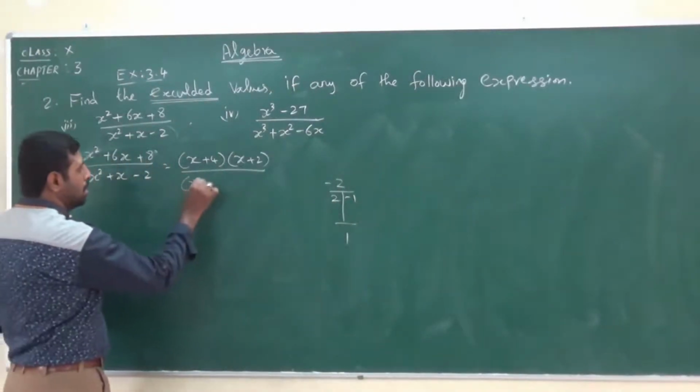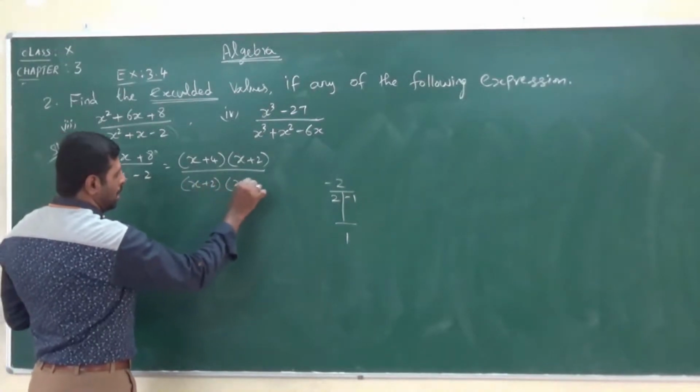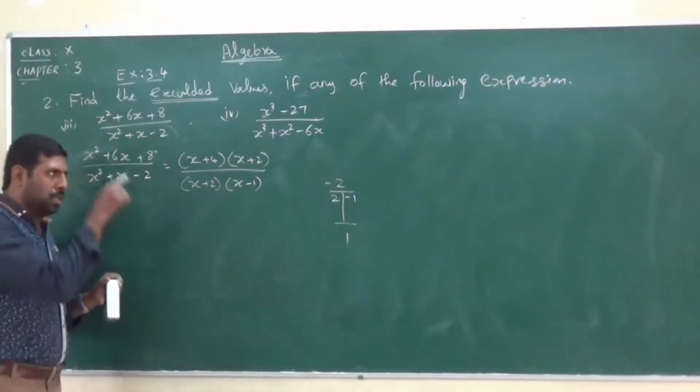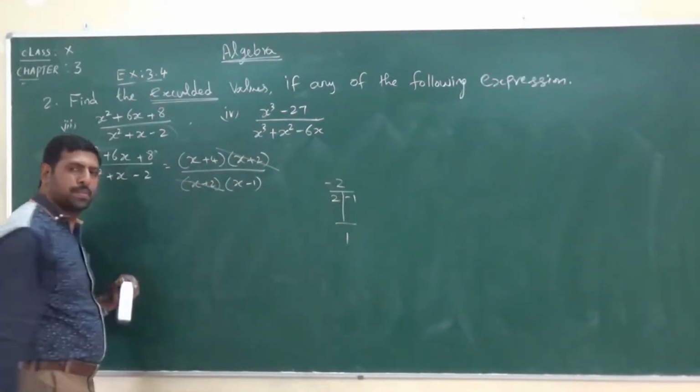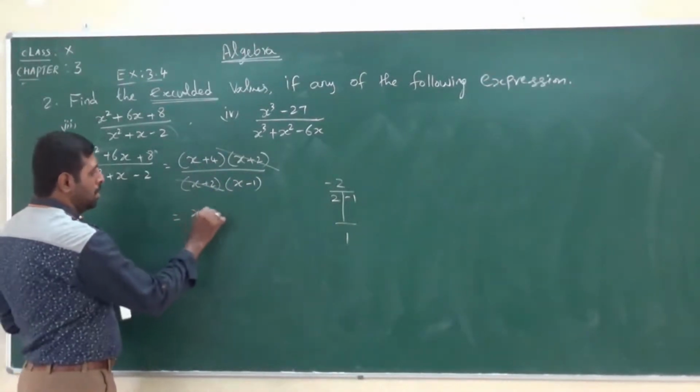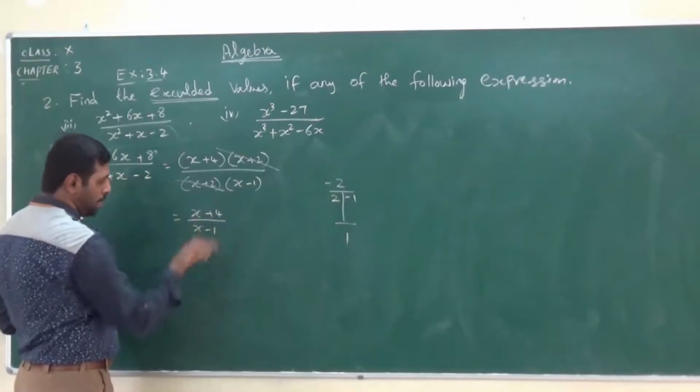Then the other factors are x plus 2 and x minus 1. Now see, in both the numerator and denominator we have x plus 2, so cancel the two terms. So the remaining term is x plus 4 divided by x minus 1.